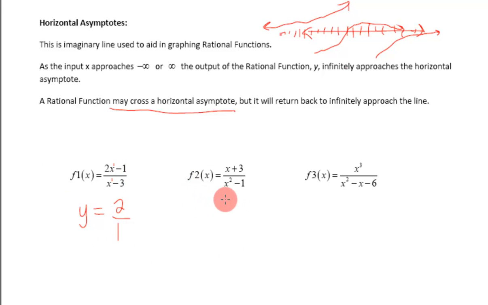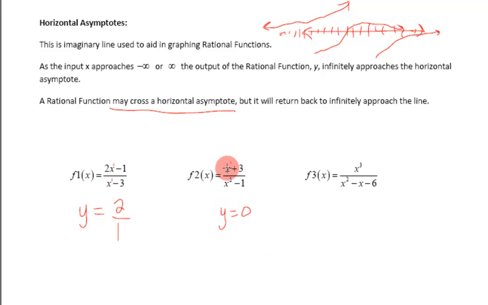Now f2, it's a different function. Now the degrees are not the same. Notice, x to the first power and x squared. When this happens, there is a horizontal asymptote at y equals 0.